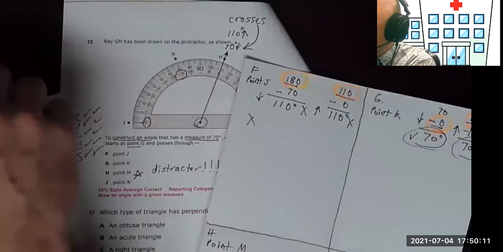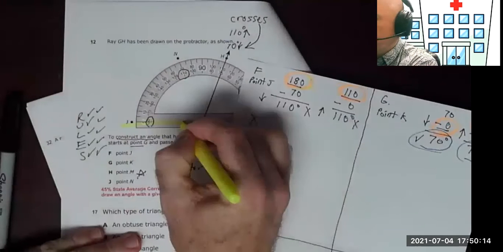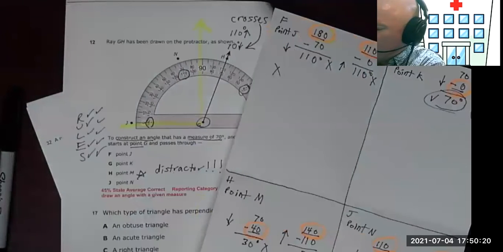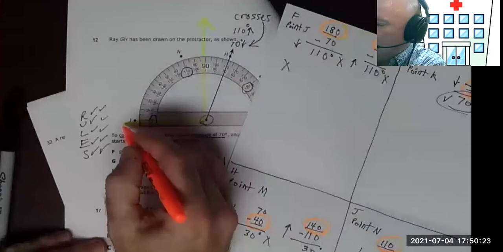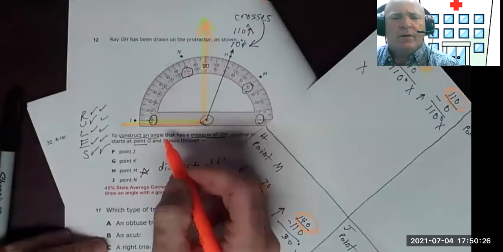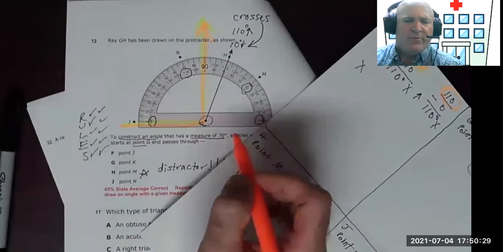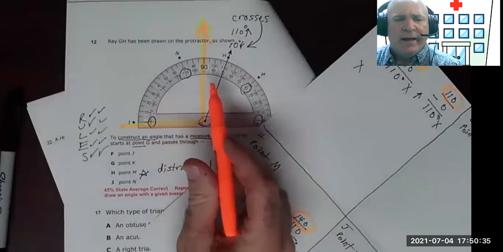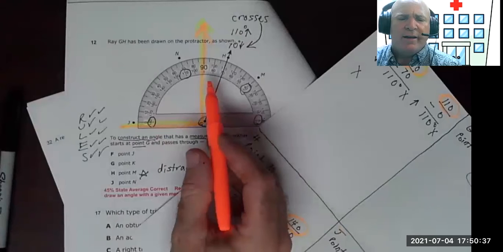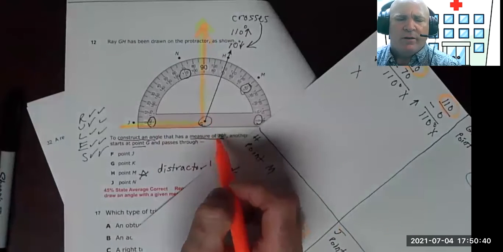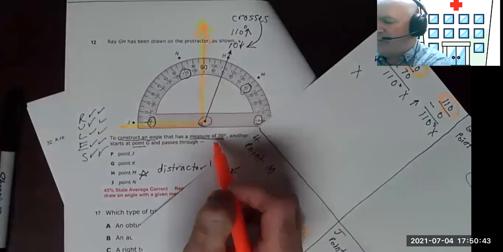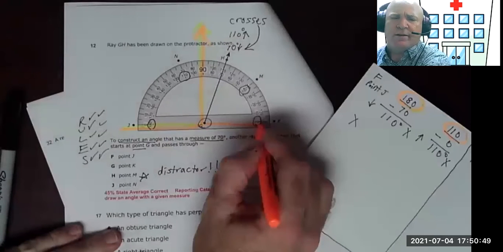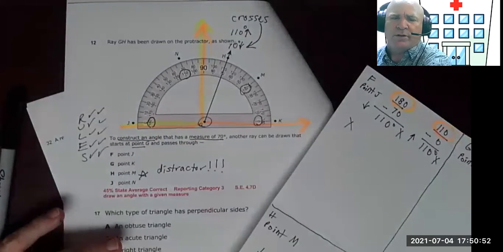So if your students would have done this, let me do it with the orange one so you can see it a little bit better. If your students would have done this, they would have seen that letter F, point J, created an angle that was more than 90. So it can't be that one. So that's what you can kind of use to compare. And if you happen to go the other way, then you can also check that way if you want to.